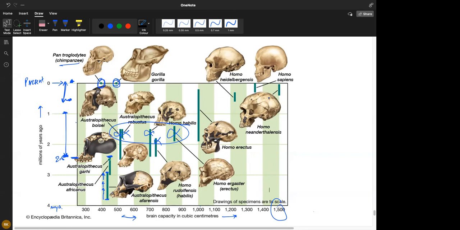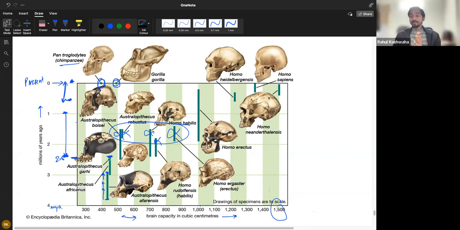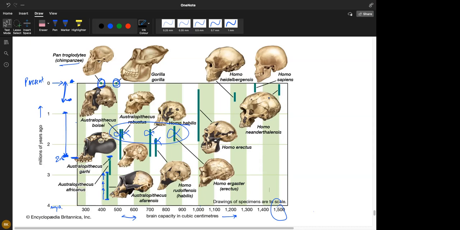So they might be heavy. Like the brain must be heavy or what?